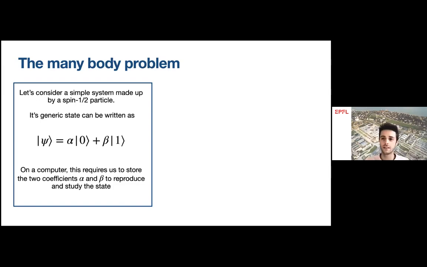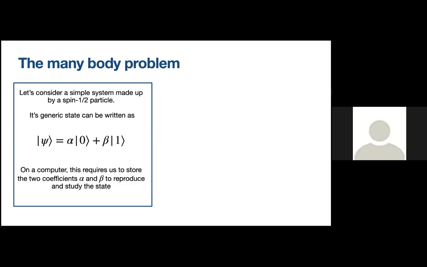And this is a linear combination with two complex values, alpha and beta. So this is very simple. I can impose that the sum of the squared moduli of these two values is equal to 1 to have the state normalized. But mainly just by storing these two values, I can reproduce every possible state of this spin 1/2 particle.